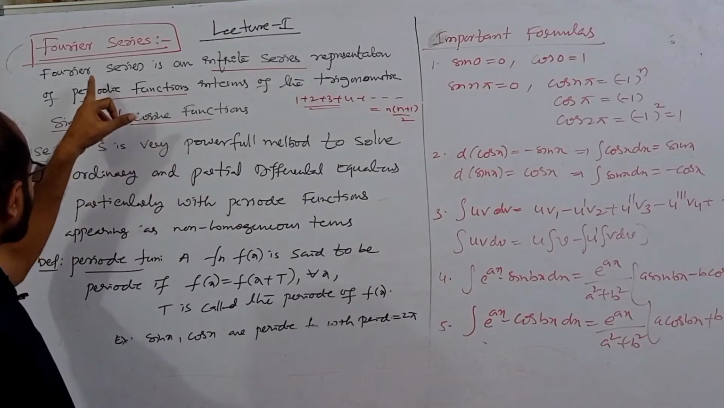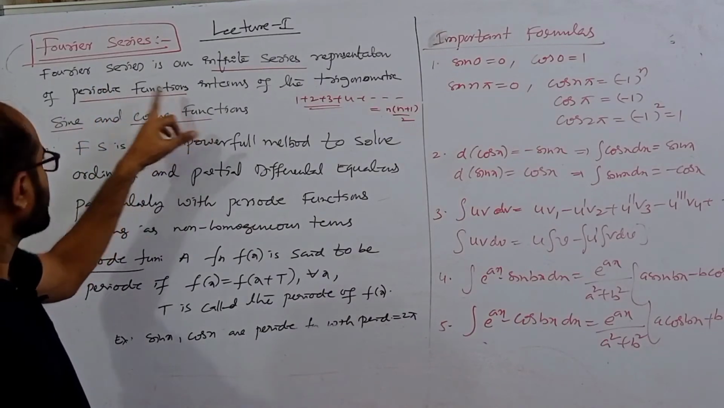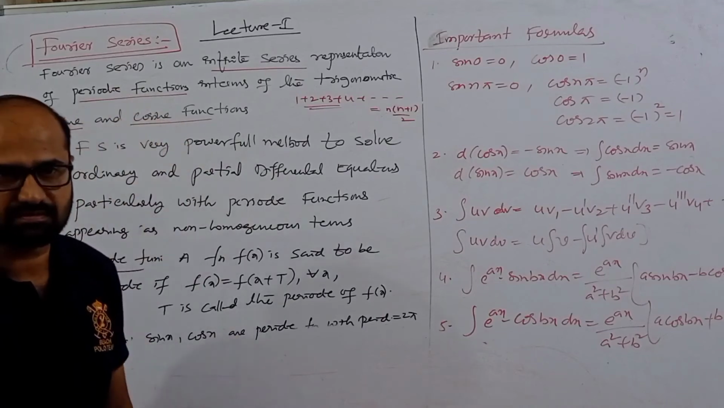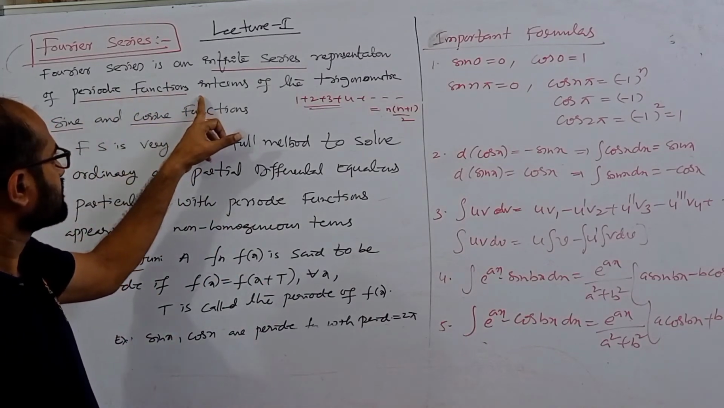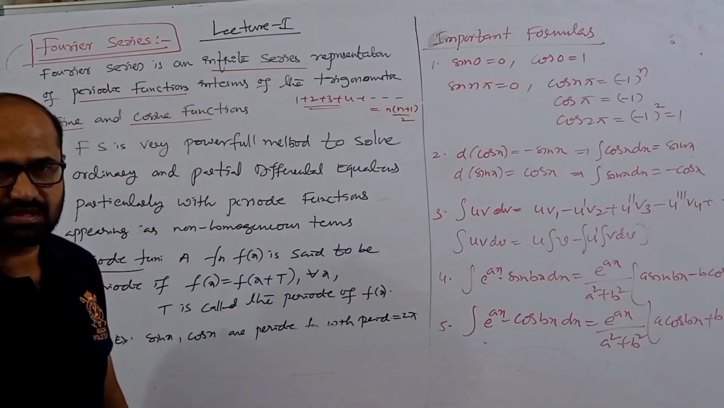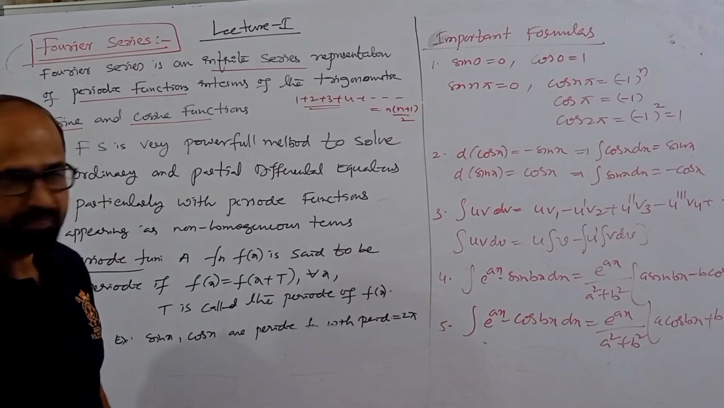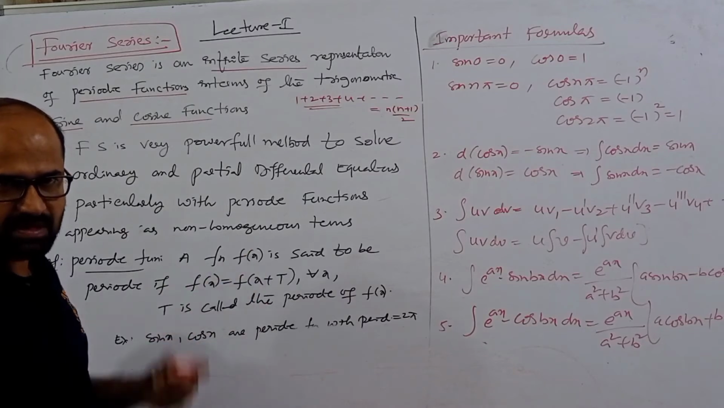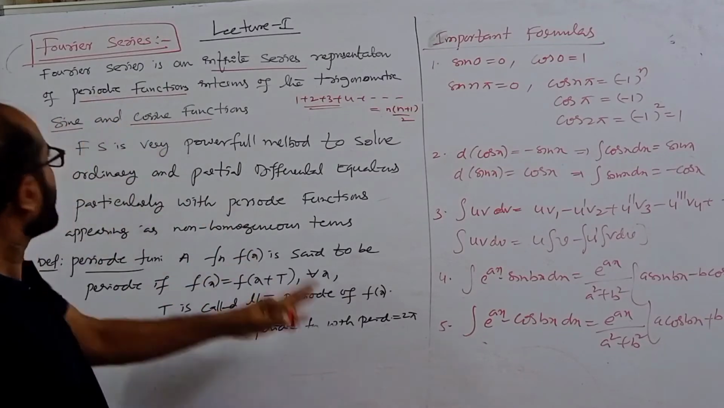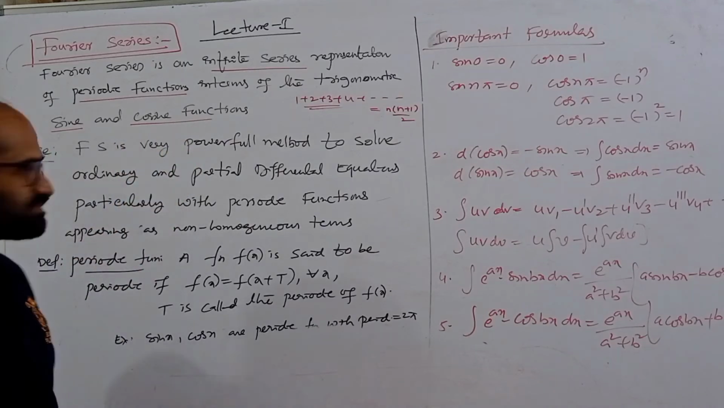It means we can express a periodic function in terms of sine and cosine functions. We can express a periodic function as a Fourier series by using sine and cosine functions, right? If we take, for example, x square or x cube, x square is a periodic function. We can express x square as a Fourier series by using sine and cosine terms, right?